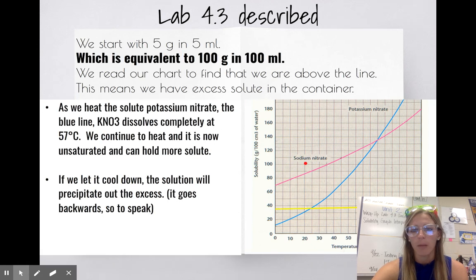So if we are above the line, we'll talk about this a little bit later. If we are above the line, we have excess solute. Okay, so anytime you're above the line, you have excess.